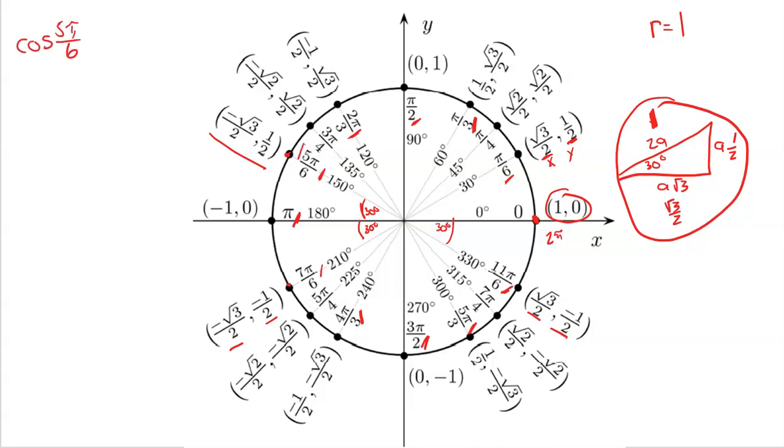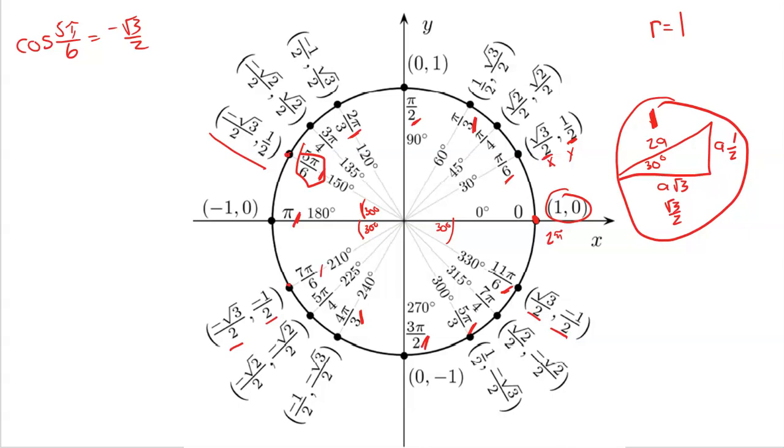Well, all you have to do is find it. And remember, cosine is the x-coordinate. Negative radical 3 over 2. There's your answer. Don't believe me? Check on your calculator. Put yourself in radian mode. Type in cosine of 5 pi over 6, and you will get negative radical 3 over 2.